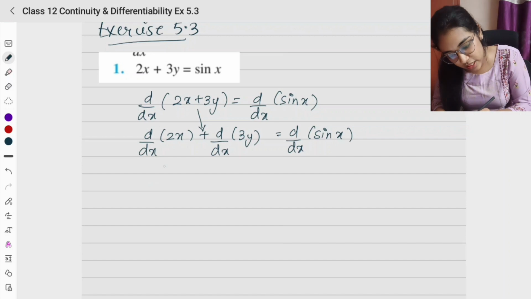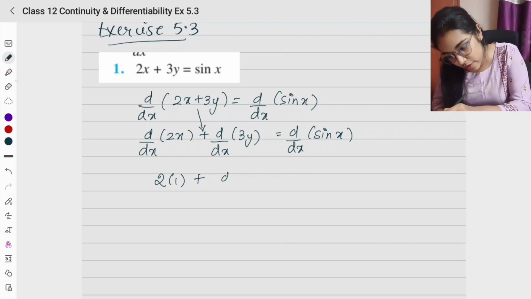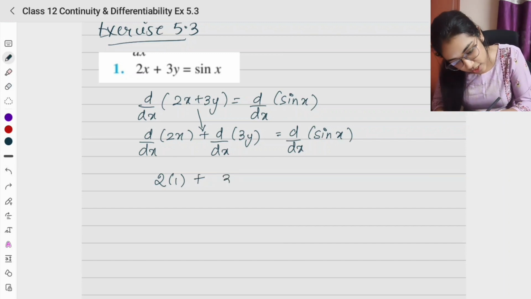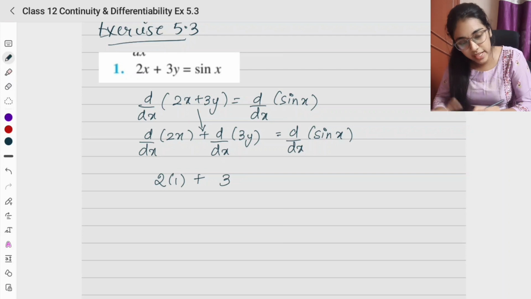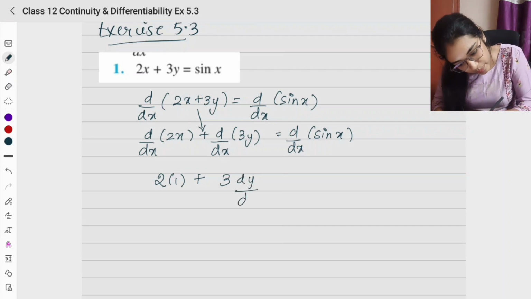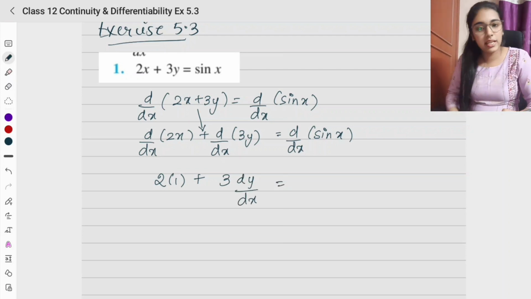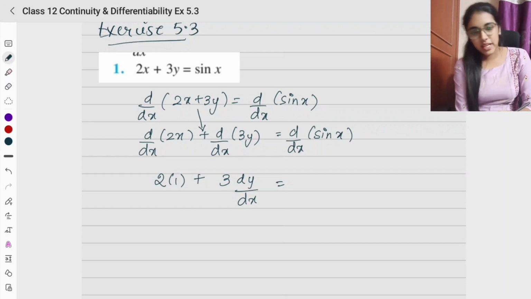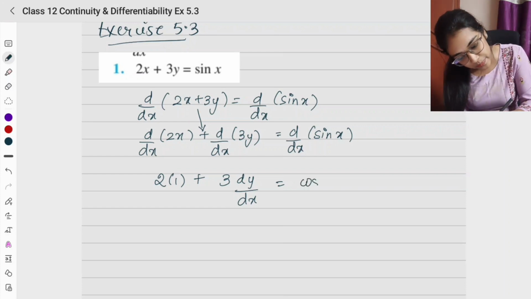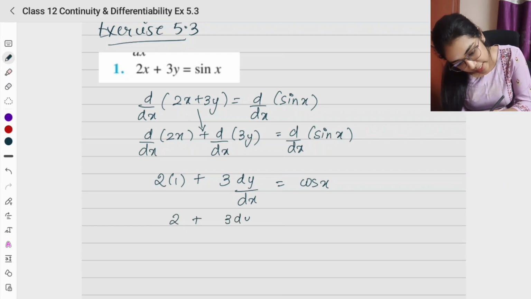Now what is my first term? D by dx of 2x is going to be, 2 is a constant, d by dx of x is going to be 1, plus d by dx of 3y. 3y, another 3 is a constant, I will take that outside, and I have d by dx of y. So it is going to be dy by dx, is equal to d by dx of sin x. What is the derivative of sin x? It is going to be cos x. So now 2 plus 3 times dy by dx is equal to cos x.